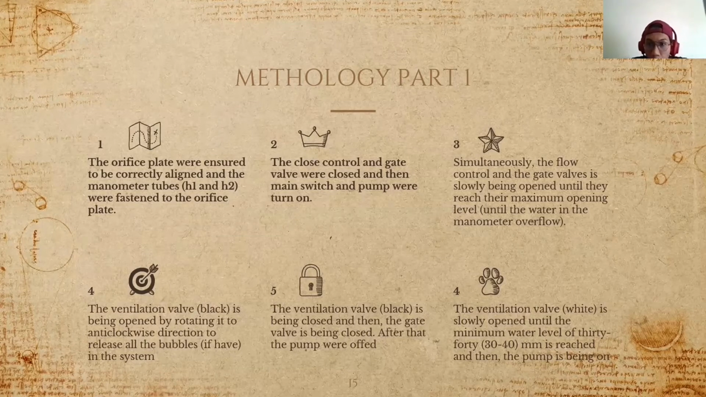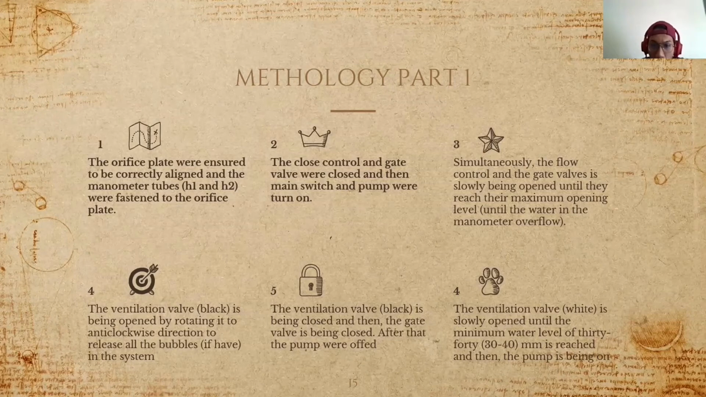Number 3, simultaneously, the flow control and the gate valve are slowly opened until they reach their maximum opening level, until the water in the manometer overflows. Number 4, the ventilation valve is opened by rotating it anti-clockwise to release all the bubbles, if any, in the system. Number 5, the ventilation valve is closed and then the gate valve is closed.